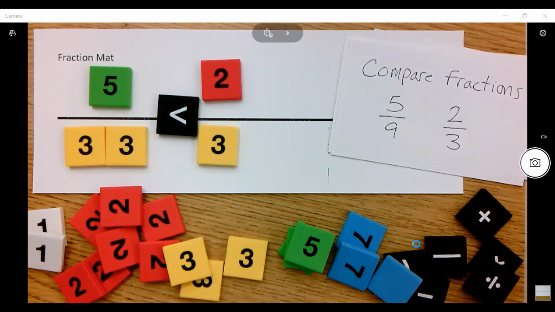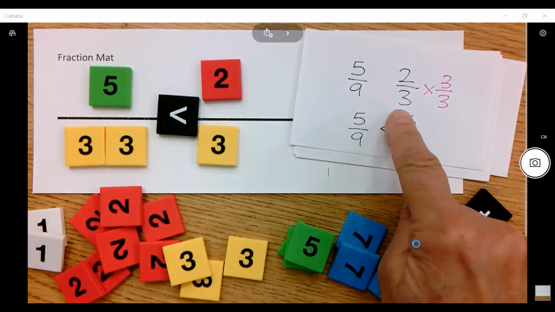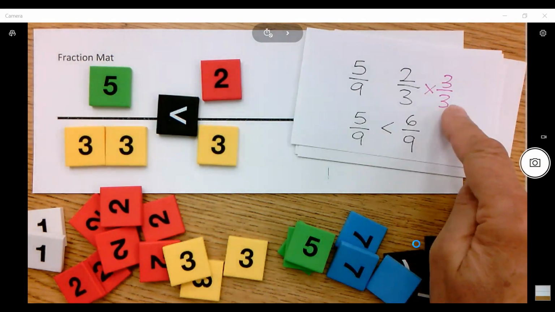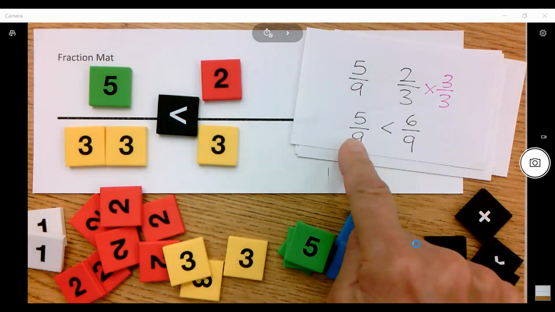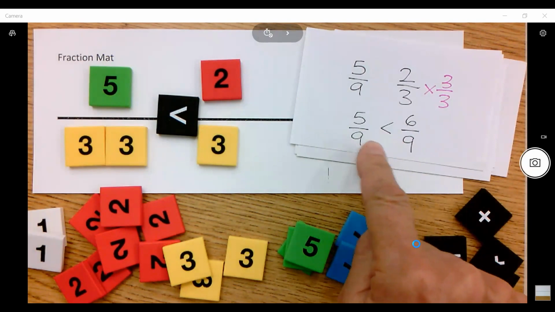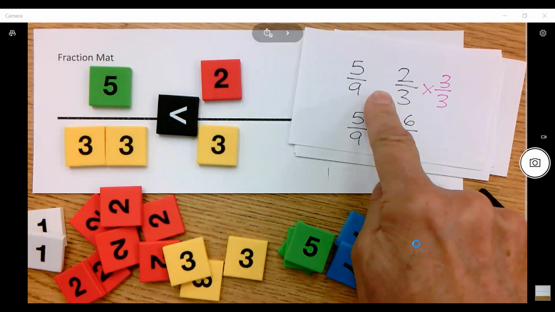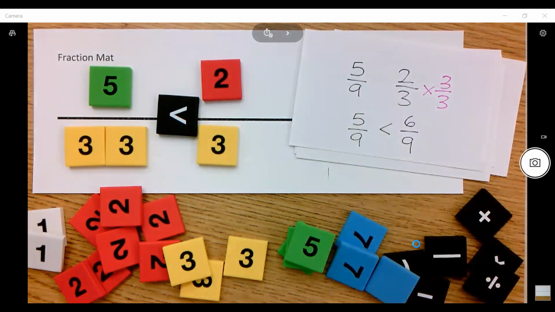Pencil and paper. You want to show your students that they can just take this 2/3 and multiply by some factor over itself to create an equivalent fraction, and then just write it below. Bring the 5/9 down below, and we're making this comparison. And once I know here at the bottom that 5/9 is less than 6/9, I can come right back up here in the top, and I've got my original 2/3. I can put that inequality symbol there.